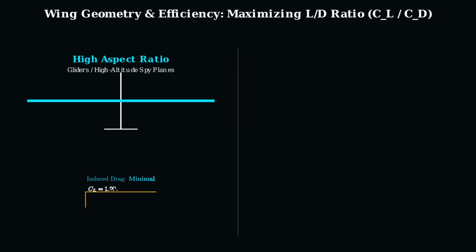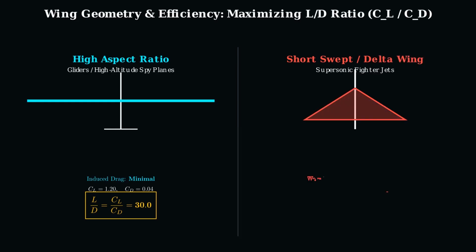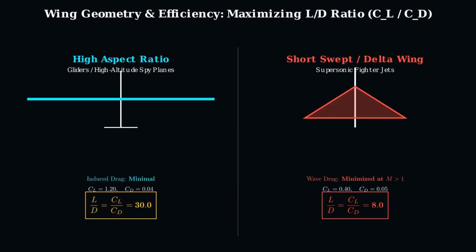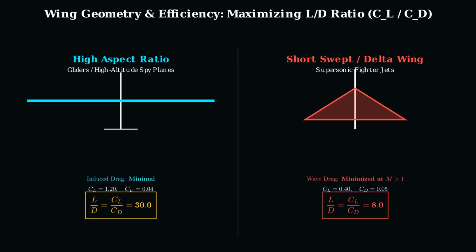Long, slender wings, like those on gliders or high-altitude spy planes, minimize induced drag, achieving massive efficiency at lower speeds. On the flip side, supersonic fighter jets use short, swept wings to minimize wave drag at high speeds, accepting a lower C sub L in exchange for minimal resistance.